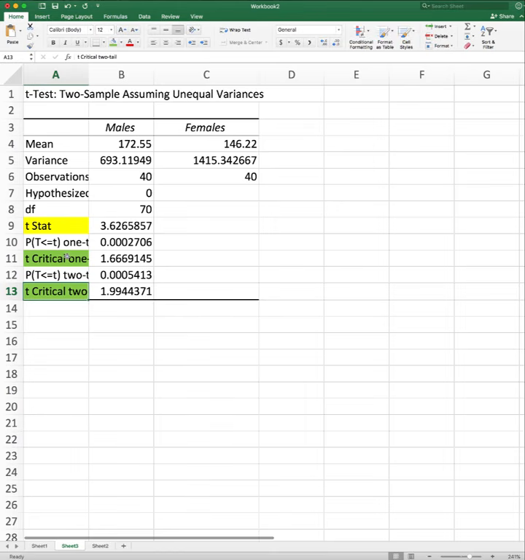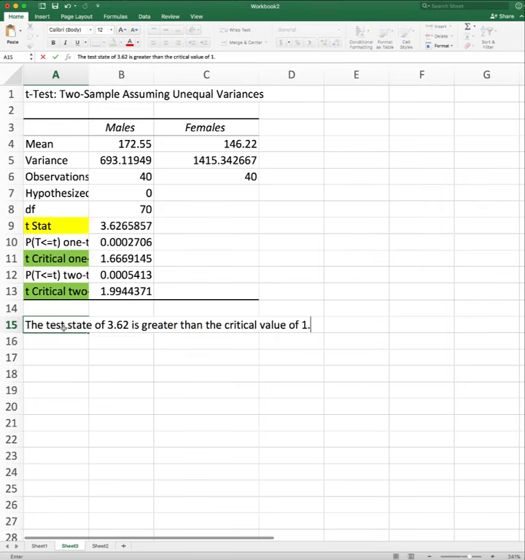In this case, the test stat of 3.62 is greater than the critical value of 1.67. We do use the one tail because we had a specific case in mind. Therefore, we reject the null hypothesis and then conclude that the average weight of males is greater than the average weight of females, which probably isn't surprising.